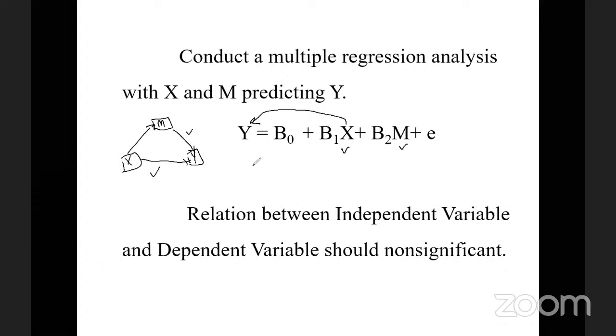So here the relationship between the x and y should be not significant. The relationship between the independent variable and the dependent variable should be non significant. It means the p value should be greater than 0.05 after including the mediator variable. In the presence of the mediator variable, the relationship between the two variables should be not significant. If it is not significant, it means complete mediation.